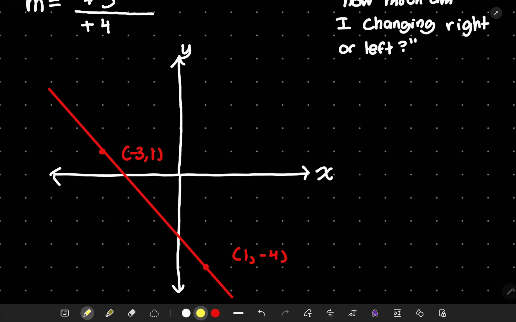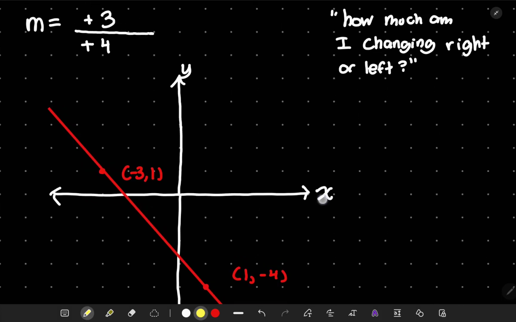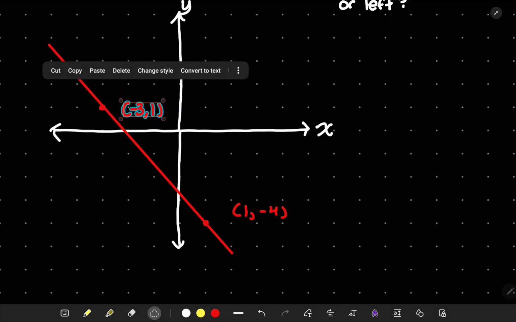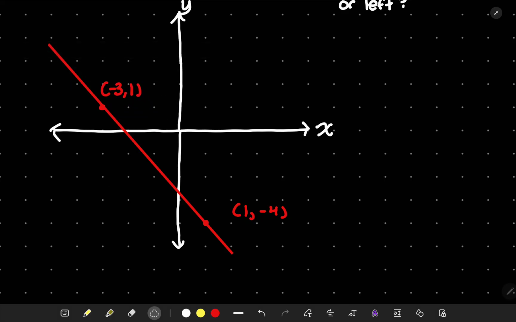Well, for one thing, you can just choose one point and go to another. Notice that I probably chose the one on the left, but it doesn't matter. Regardless of whichever point I choose, I can go from one point to another and ask myself how much it is changing by. So I'm going to choose this bottom dot right here, 1, negative 4, to begin with.